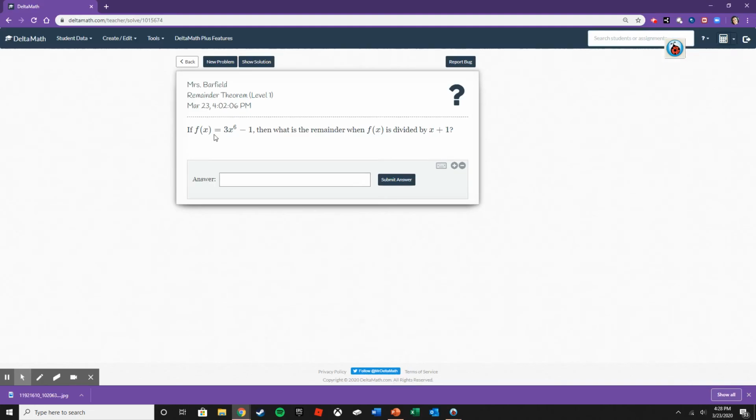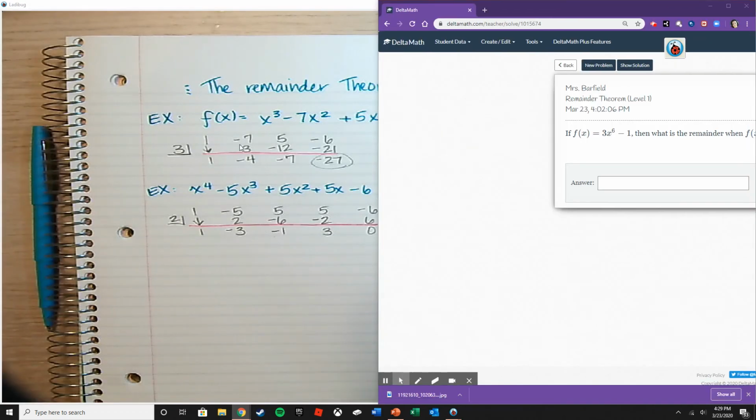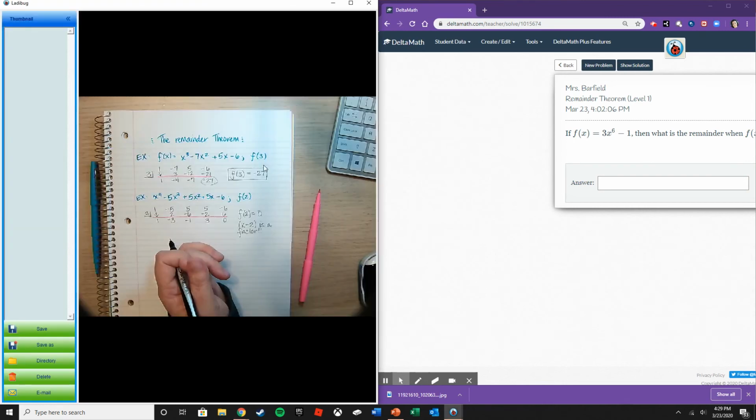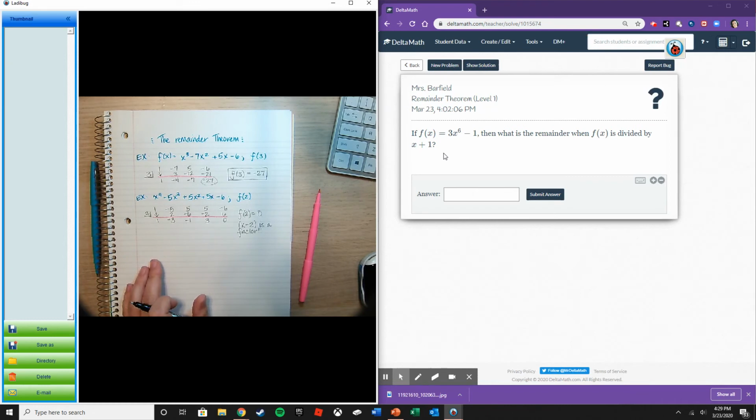All right, so it says if f of x equals 3x to the 6 minus 1, then what is the remainder when f of x is divided by x plus 1? All right, so if I were to take this example, let me bring over my document camera in a split screen. Okay, let me scoot. There it is. Okay, now when you write this problem, this will be the last one, you got some missing terms in there. Okay, so we have 3x to the 6th minus 1.